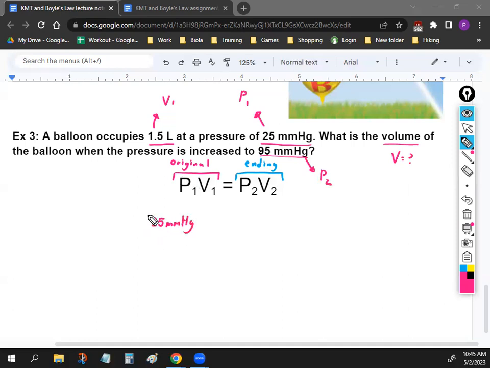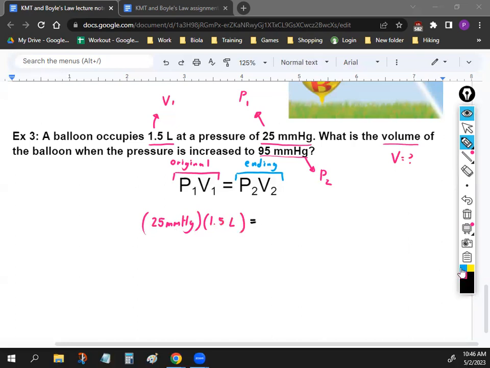Okay, millimeters of mercury. Oh, one thing I did forget to mention, make sure that when you guys put in the P on both sides, they have to have the same unit of measurement, okay? So just keep that in mind. The P's need to have the same measurement on both sides. Okay, V1 is 1.5 liters, so 1.5 liters.